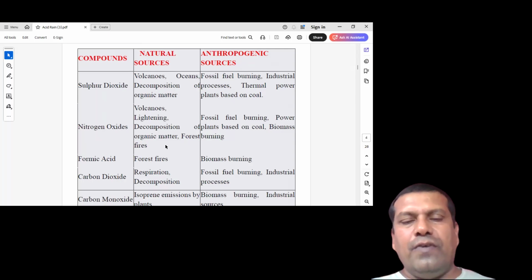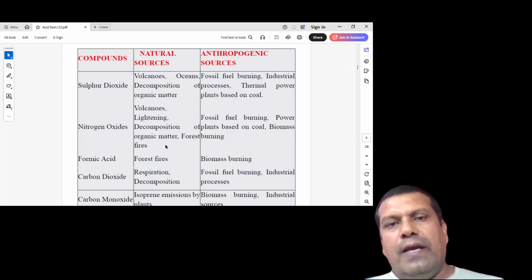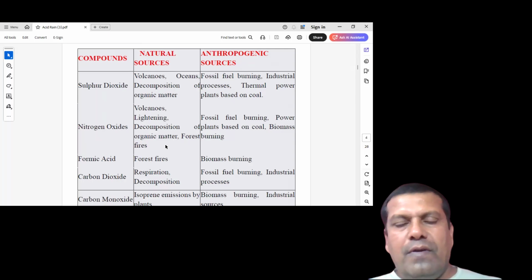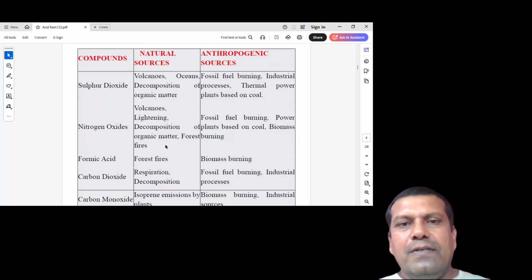So similarly, forest fires. When forests are burned accidentally, or naturally, forest fires take place. Like the California fires we recently came across in the news, that is a forest fire. So what happens is when the forests are burnt, there is emission of sulfur and nitrogen oxides. Similarly, anthropogenic sources are fossil fuel burning, power plants based on coal, and biomass burning.